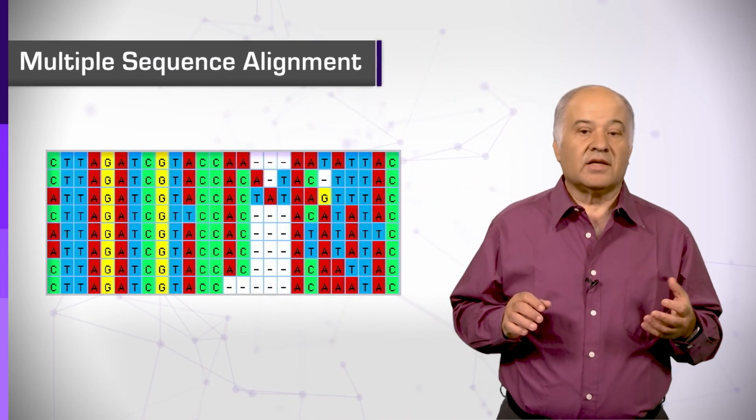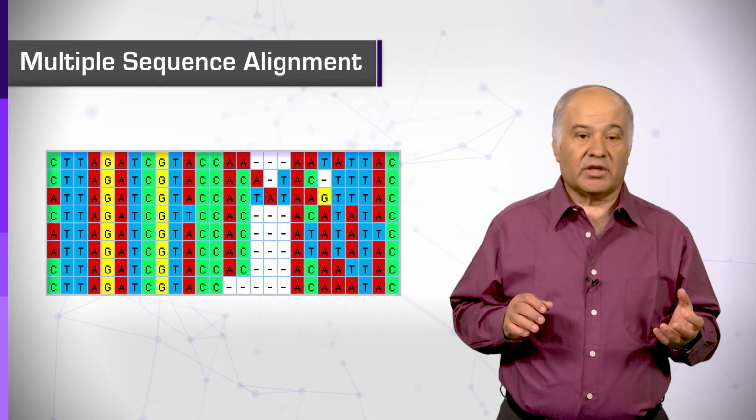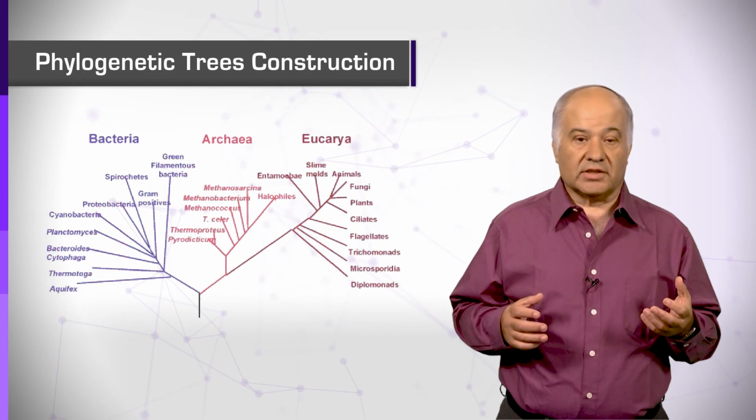In the last two segments, we have discussed the basic pairwise alignment algorithm and its extensions. I apologize if it was a bit too technical, but it was important for me to show you the details behind one of the most important tools in bioinformatics. In the next segment, we will talk about more complicated tasks, such as multiple sequence alignment and constructing phylogenetic trees.